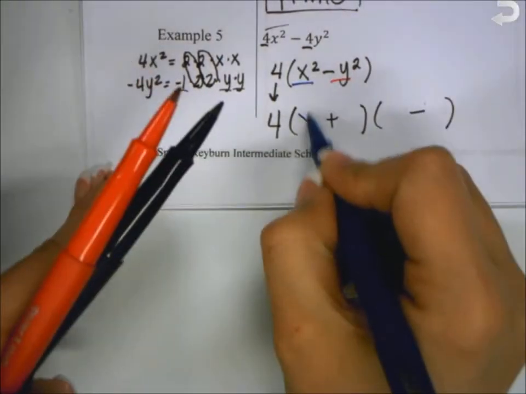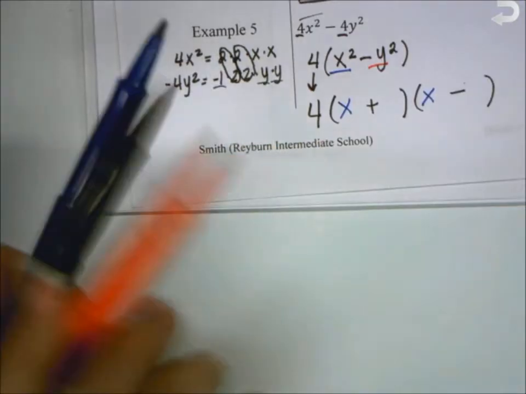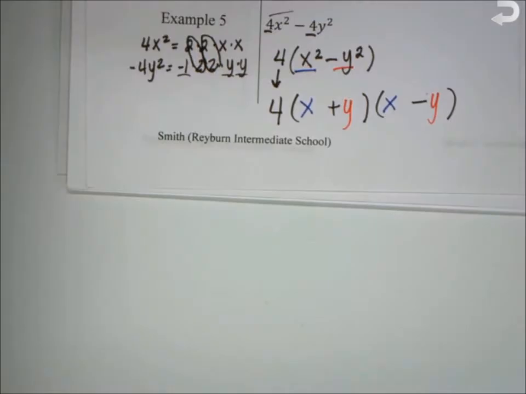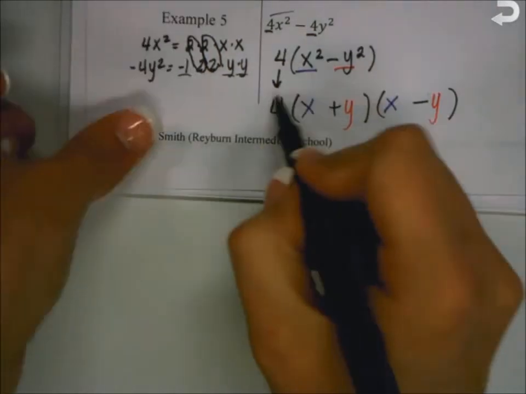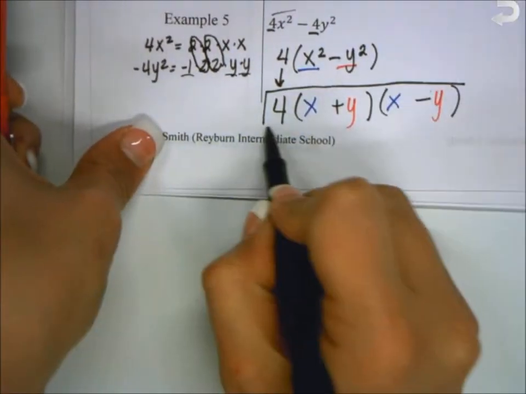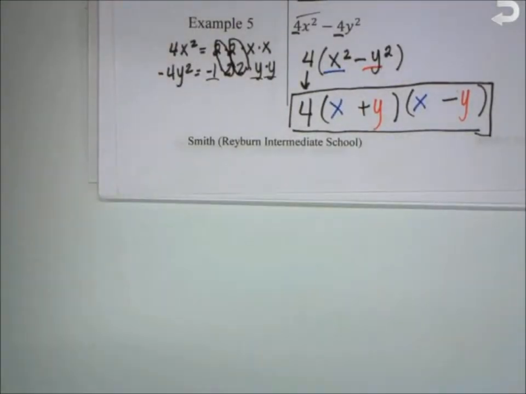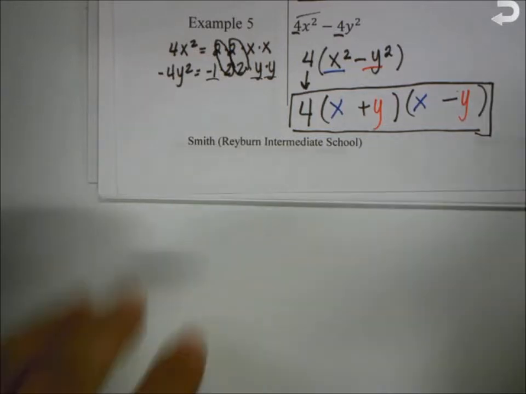Now, Bobby had a good question. She said, can't you do difference of 2 squares without pulling out the GCF? The answer is yes. In this case, you can. What would it come out to? 2x plus 2y times 2x minus 2y. Good. Okay.